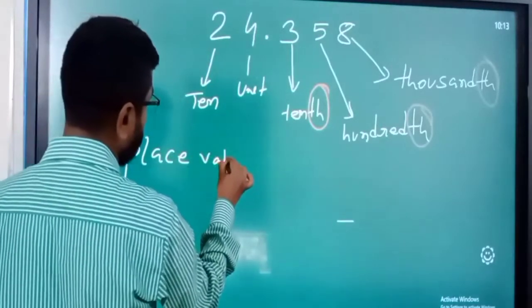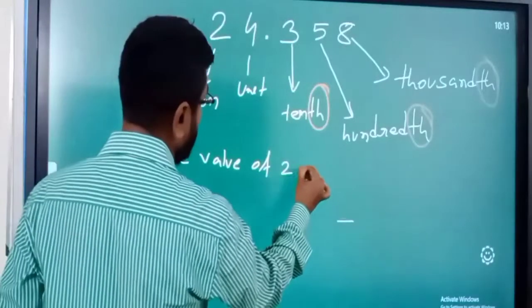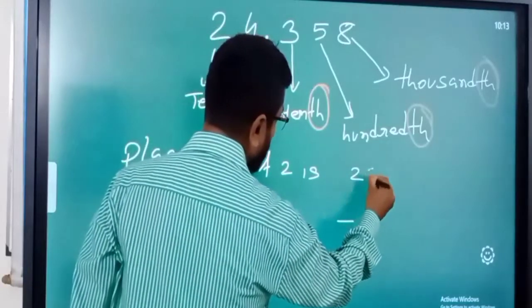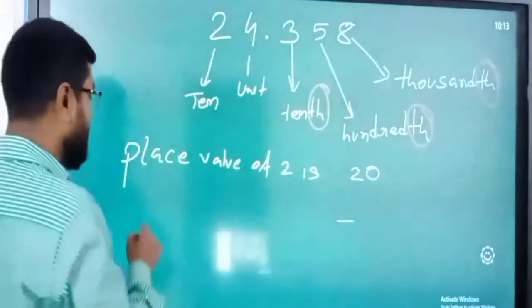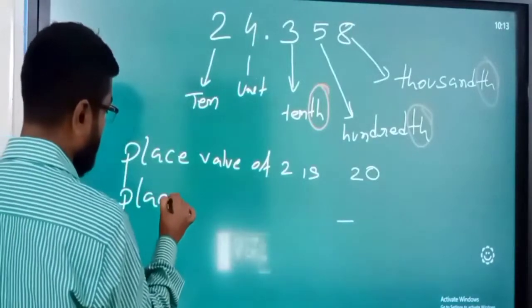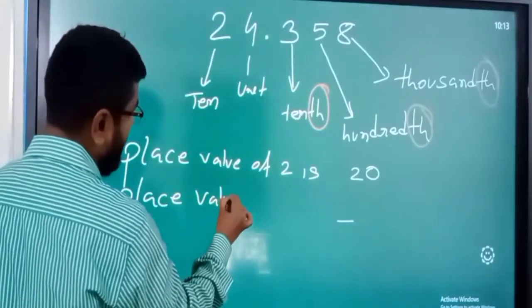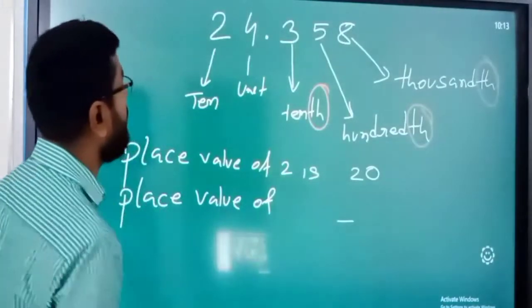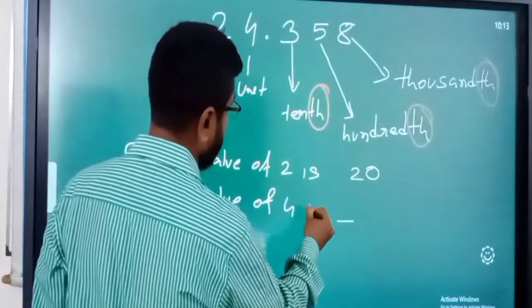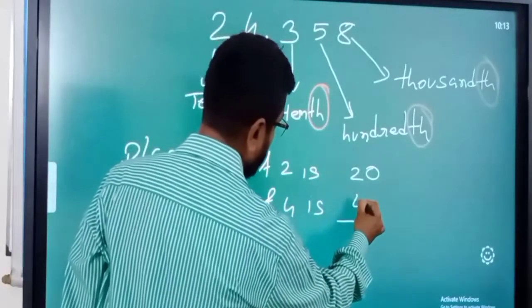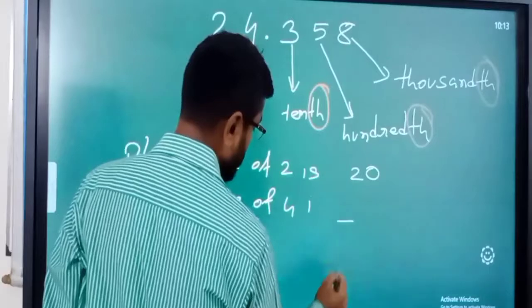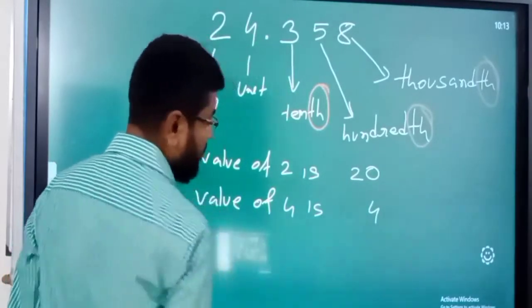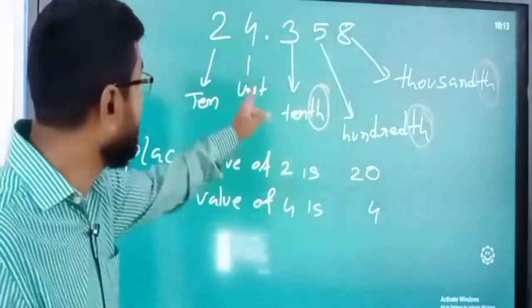Place value of 2 is in the 10th column. We will write 20. It is in the 10th column. Place value of 4, you must copy it. Place value of 4 is what? Only 4. Yeah, you are right. Only 4. 4 is in the unit column.